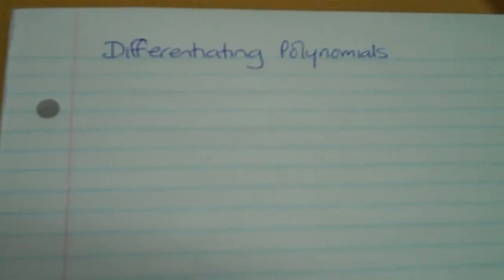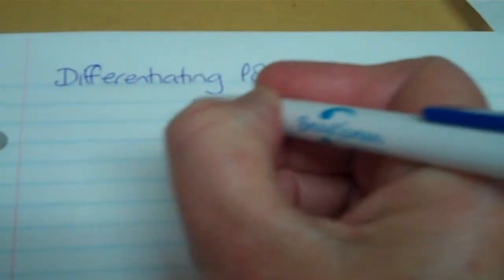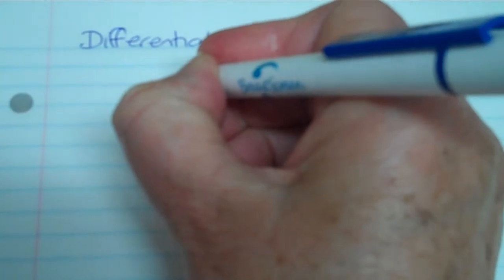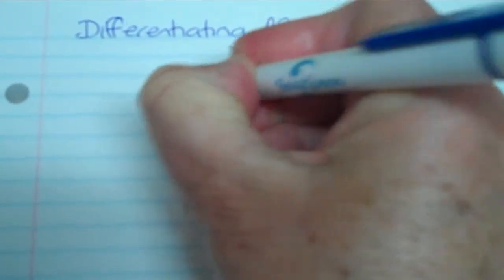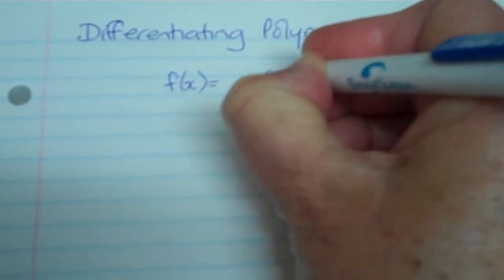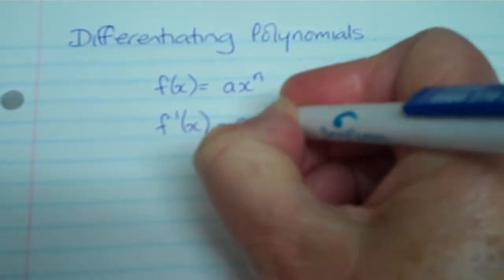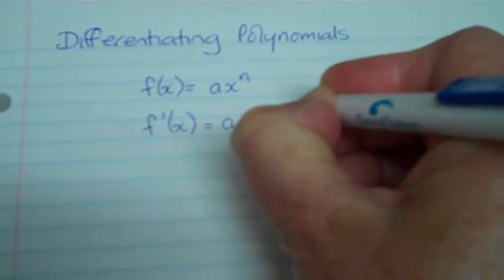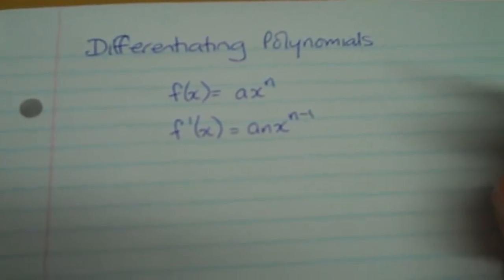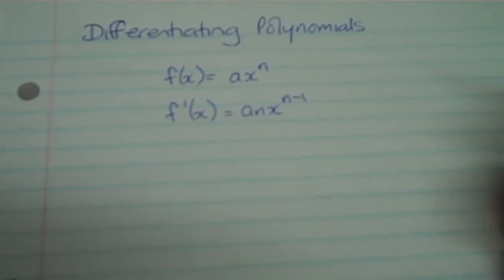Okay, we're doing some worked examples on differentiating polynomials, and these examples are all based on using the result that if f of x is of the form ax to the n, then f dash of x is anx to the n minus 1. Now this result works for all values of n, both negative and fractional.